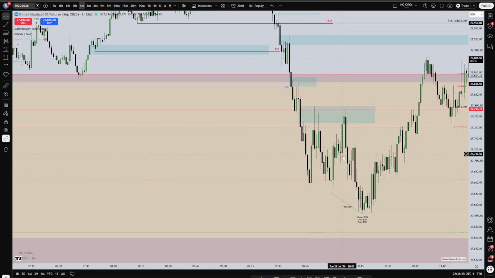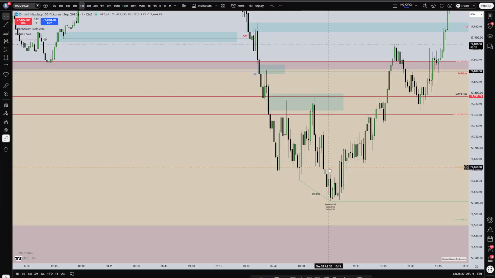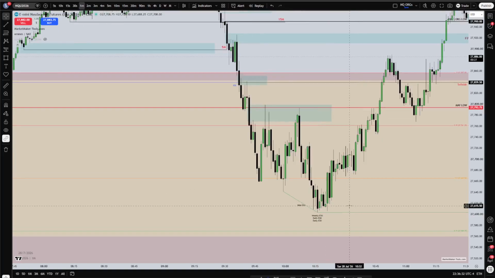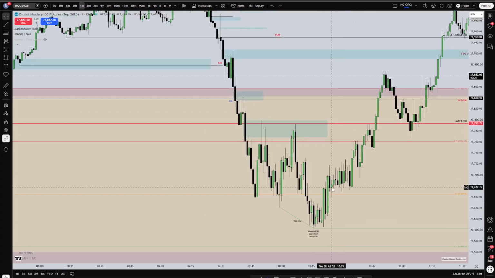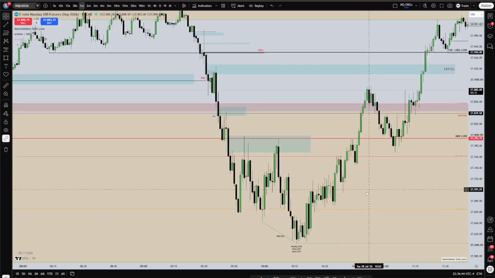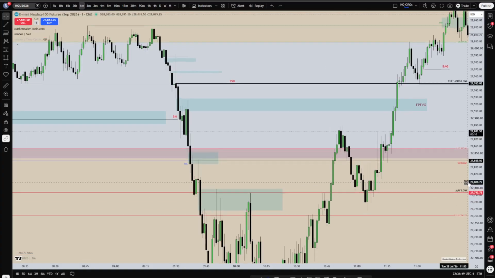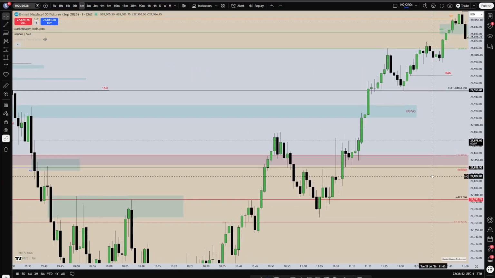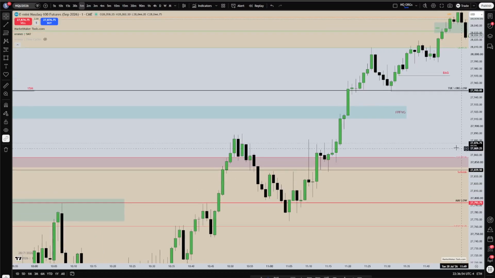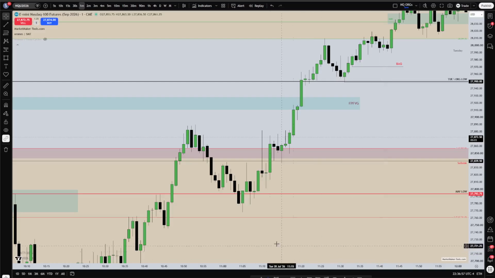It consolidates here a little bit, goes down, takes out these lows again, makes a 90-minute SMT with ES at 10:16, goes up above this level, takes support on this 0.5 once, goes up into this area, which is beautiful. Look at this. Wow.